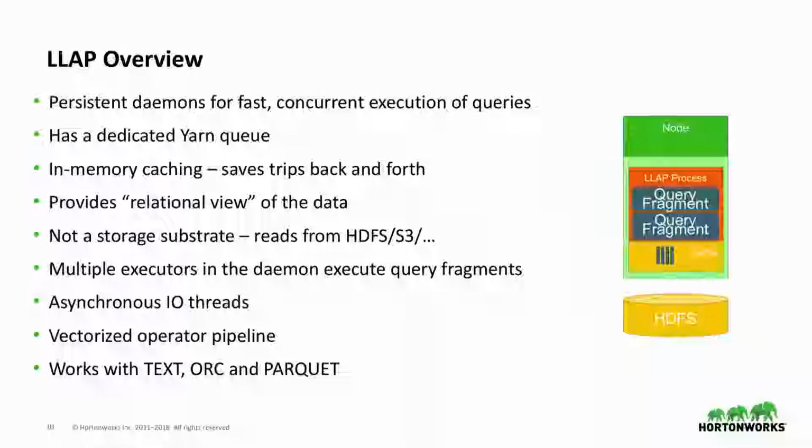Since LLAP has a separate queue, you have the option of tuning the YARN cluster and LLAP separately in terms of fair scheduling and other parameters that you would want to set. LLAP has in-memory caching, and that's one of the biggest performance differences for us. It saves the trip back and forth. For example, in the cloud, the storage and compute is decoupled, and if your data lies in the data lake, going and reading data back and forth would drastically affect the performance of the query. So in-memory caching helps us a lot on that front.